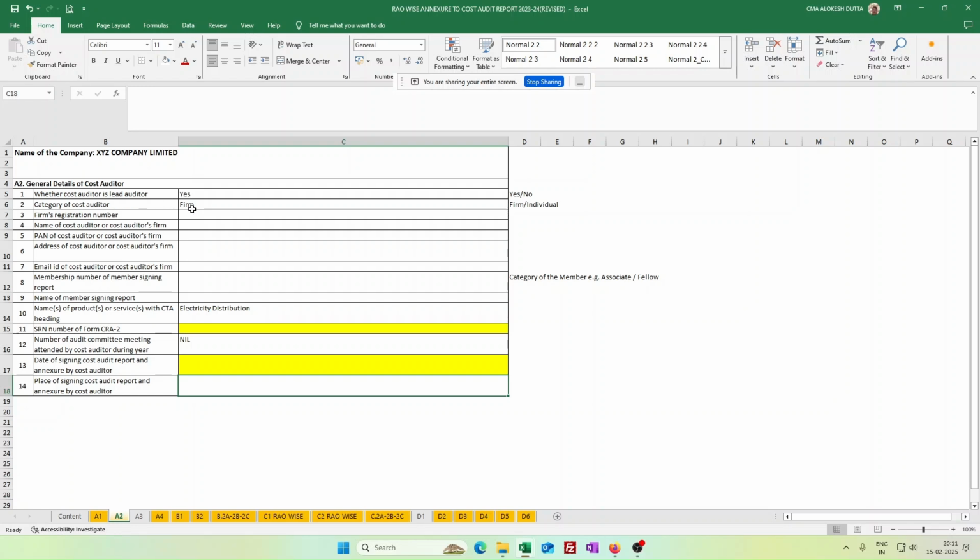Category of auditor: firm, proprietorship firm and LLP. Company cannot be a cost auditor. No, in chartered accountant, cost accounting, company secretary, company cannot be registered under these 3 acts. Name of the cost auditor firm, PAN number of cost auditor, address of cost auditor and cost auditor's firm, email ID of cost auditor and cost auditor's firm, membership number of the firm, the person.